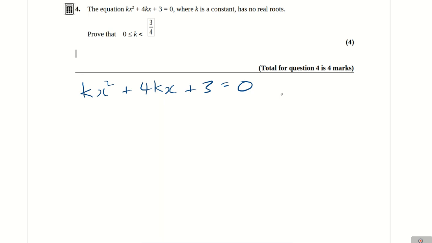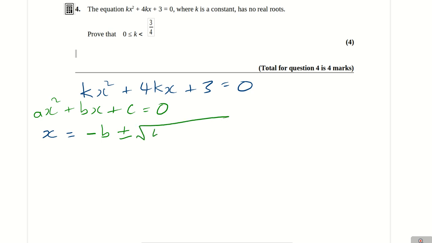Now you should remember that this is a quadratic equation, so remember that there's a formula for finding the roots of a quadratic, and if we've got a quadratic in the form ax squared plus bx plus c equals 0, kind of a general form, then remember that x will be equal to minus b plus or minus the square root of b squared minus 4ac all over 2a. Okay, now that's the quadratic formula.